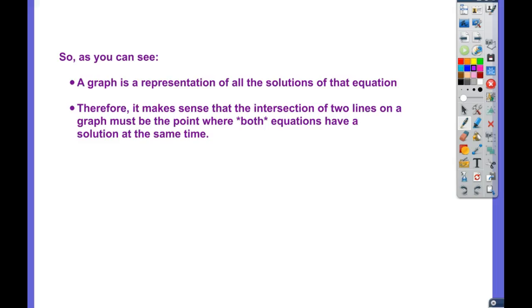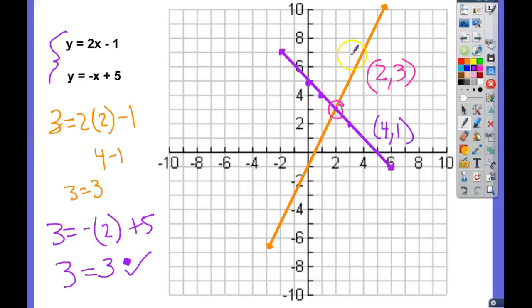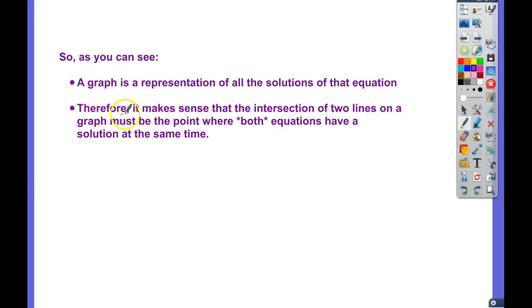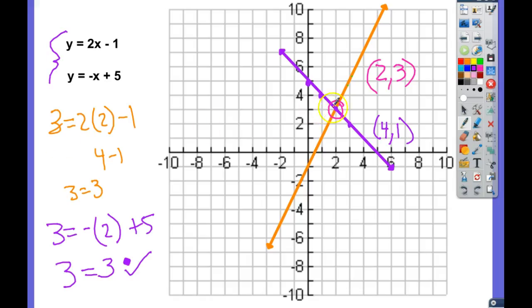So as you can see, what we have learned is that a graph is a representation of all the solutions of that equation. It represents every solution to this equation. That's why it's drawn on there. Therefore, it makes sense that the intersection of two lines on a graph must be the point where they both have solutions. Both equations have a solution at the same time at the point where they intersect. All right.